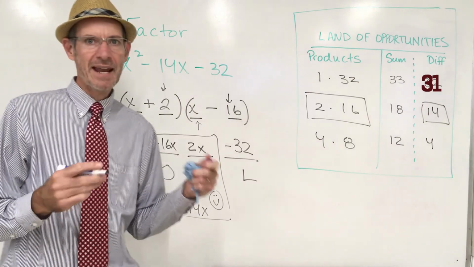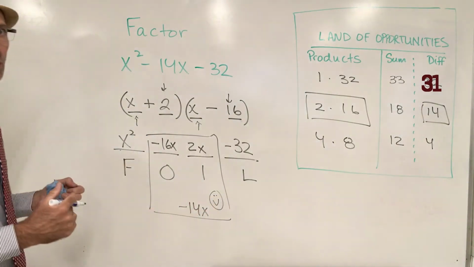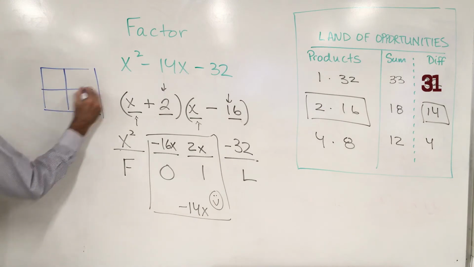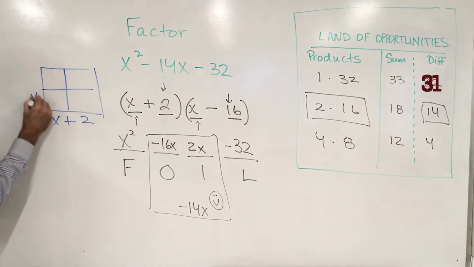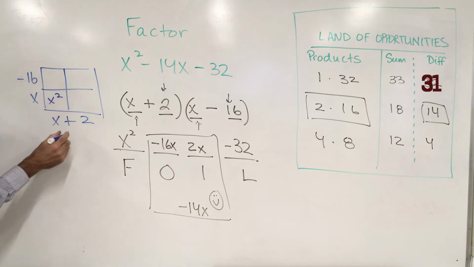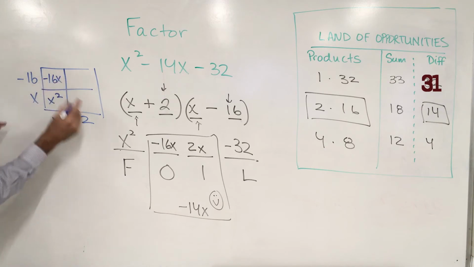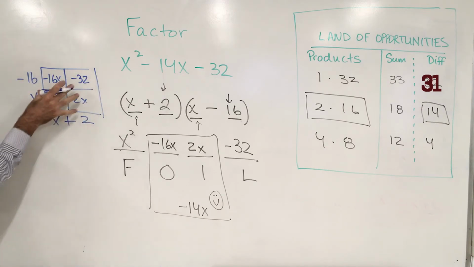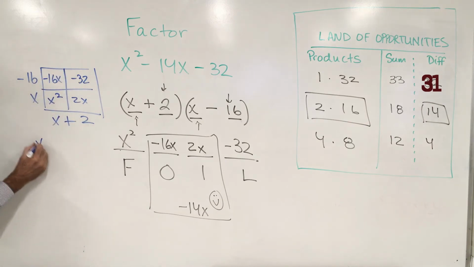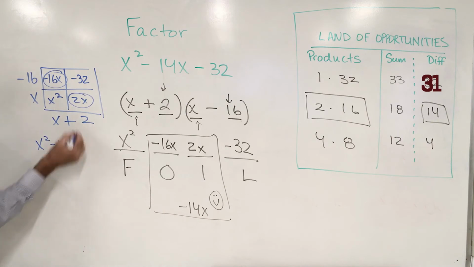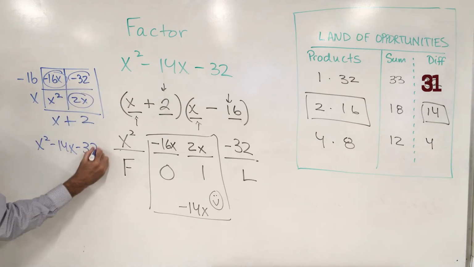So before I'm satisfied that I have the right answer, I'm going to do a quick table check. So here's my table. I have x plus 2. I have x minus 16. Those are what I think are the right factors. I multiply and I get x squared. This is negative 16x. This is 2x. And this is negative 32. So when I take everything out of my table, I have x squared. These are like terms, so that makes negative 14x. And we have negative 32.